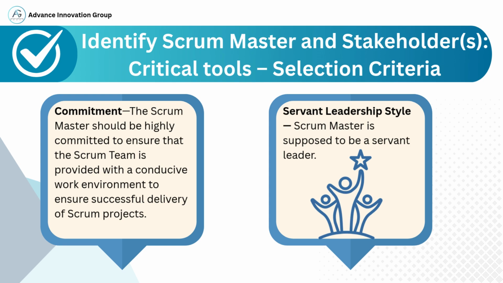They help the team succeed by providing the necessary support consistently. Servant leadership style. In Scrum, the Scrum Master is expected to adopt a servant leadership approach. This means they serve the team first, rather than commanding it. They focus on removing barriers, supporting team needs, and enabling collaboration so that the team can perform at its best. A servant leader empowers the team instead of micromanaging them.